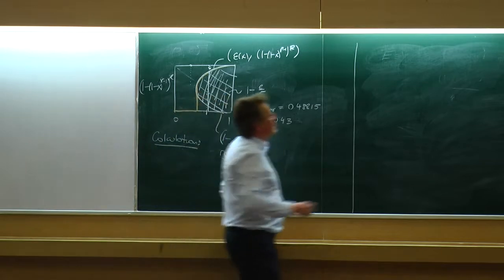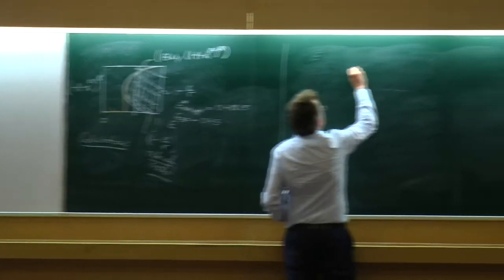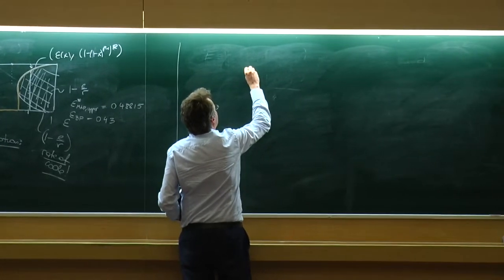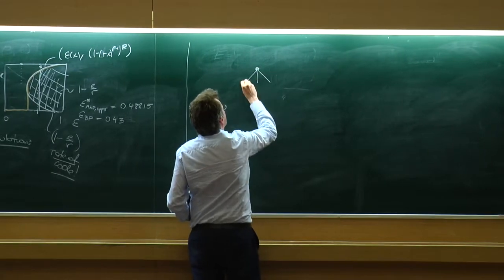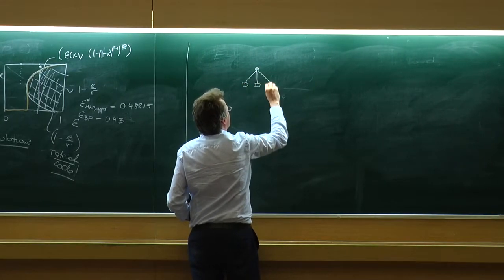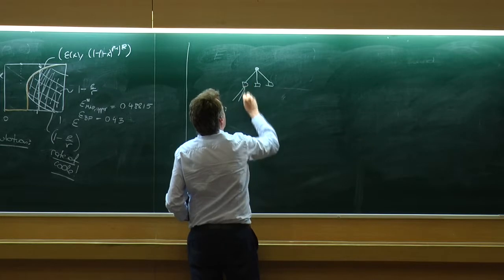So our aim now will be to show that this area is indeed equal to the rate of the code. Rather than doing the computation, we'll relate it now to this other area here. So let's try to do this. I'll draw it again for the 3-6.